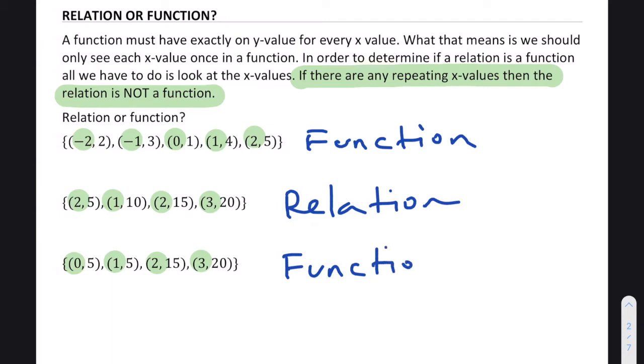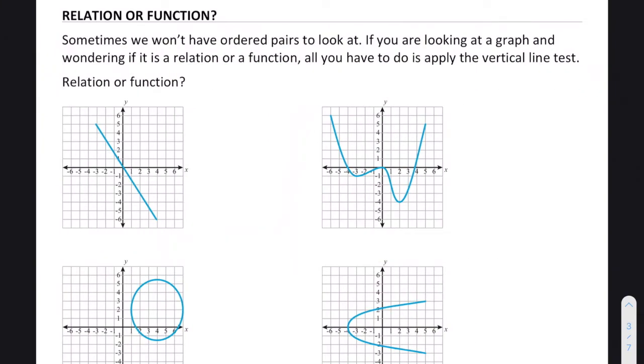Okay, so it's really important to be able to identify if something is a relation or a function. And with the case of ordered pairs, we simply look at the x values to see if anything is repeating or not. Now, if we change it up a little bit, and we don't have ordered pairs, if we have a graph of some sort, we don't have the luxury of being able to look and see if the x values are repeating. But there is a way that we can identify if a graph is a relation or a function really quickly, and that is by something called the vertical line test.